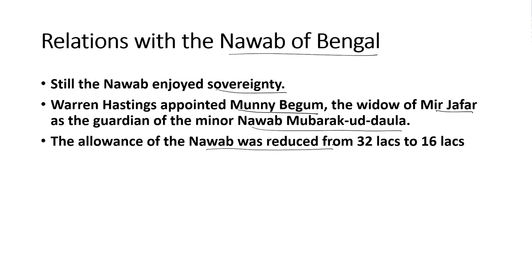Another effort made by Warren Hastings was he reduced the annual allowance granted to the Nawab of Bengal from 32 lakhs to 16 lakhs per annum. These were the major changes introduced by Warren Hastings with regard to the Nawab of Bengal.